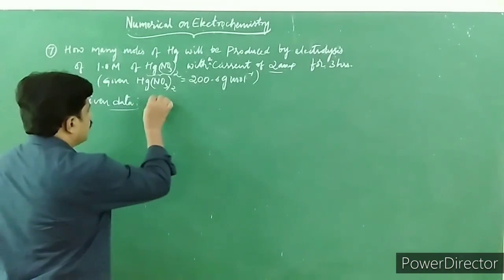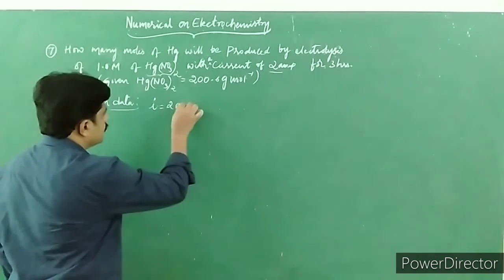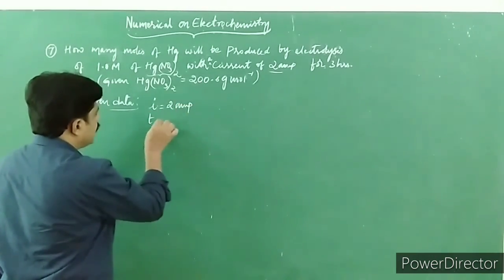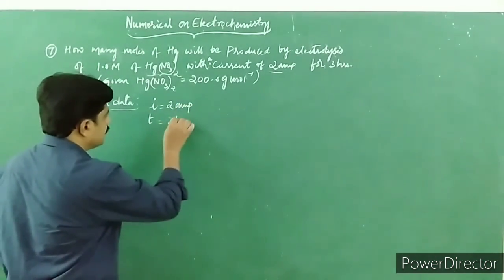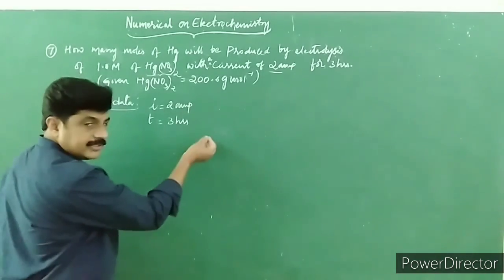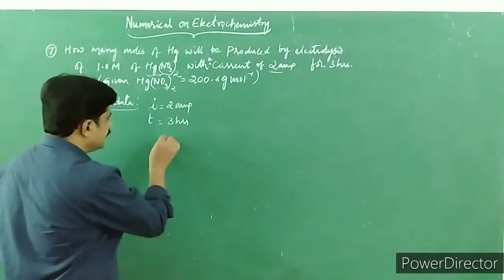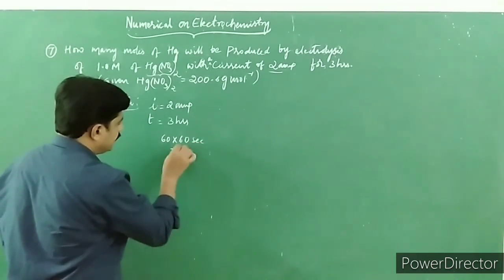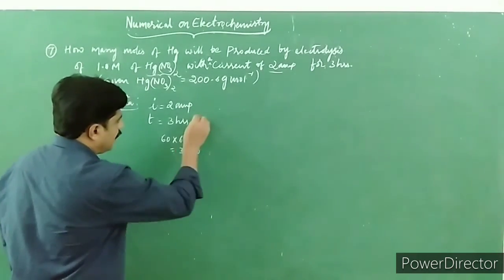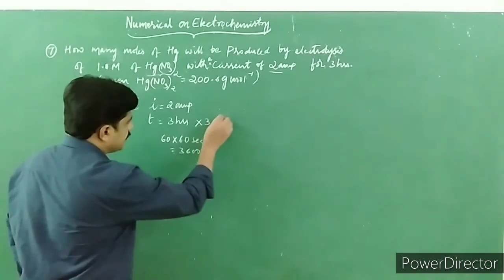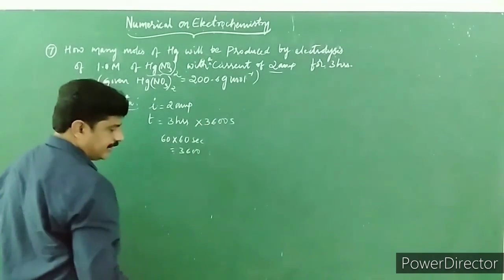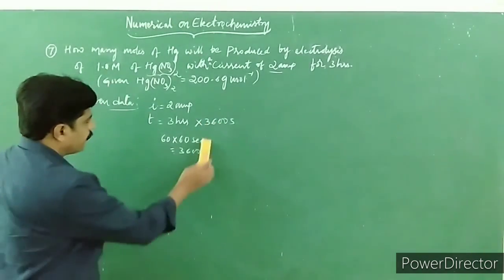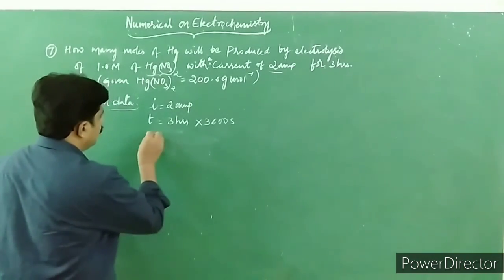I is given, is it not? Electric current 2 amperes. t is given, how much? 3 hours. I need to convert this into seconds. What do? Look here, 60 minutes into 60 seconds. Now I am going to get 3600. Is it not? I multiply by 3600 seconds. Now in that case, children, we need to find out Q.